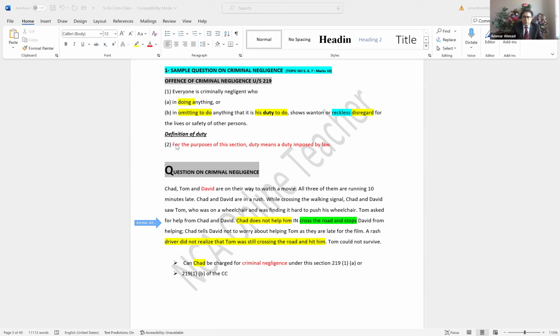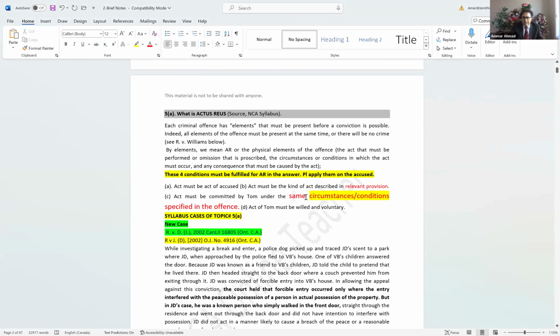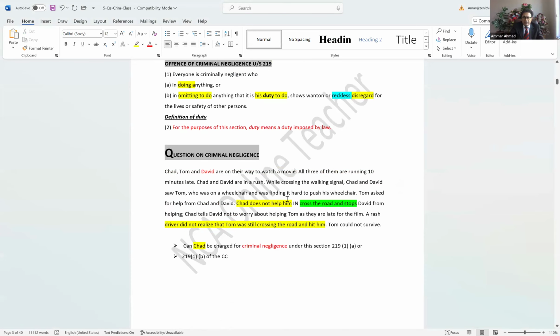And if you remember, that was the main thing I highlighted in my brief notes. I said you have to look for whether the act has been committed under the same circumstances or conditions as mentioned in the offense. And the offense here is 219. So Chad has committed some kind of act, but it is not the act as specified under the circumstances or conditions mentioned in the offense.